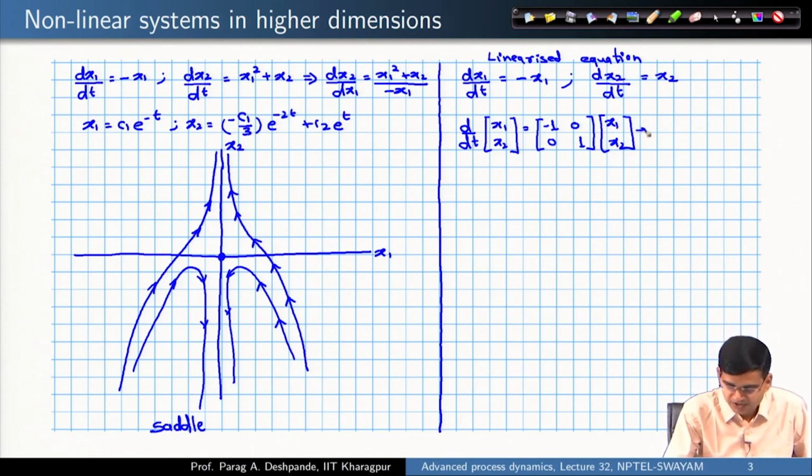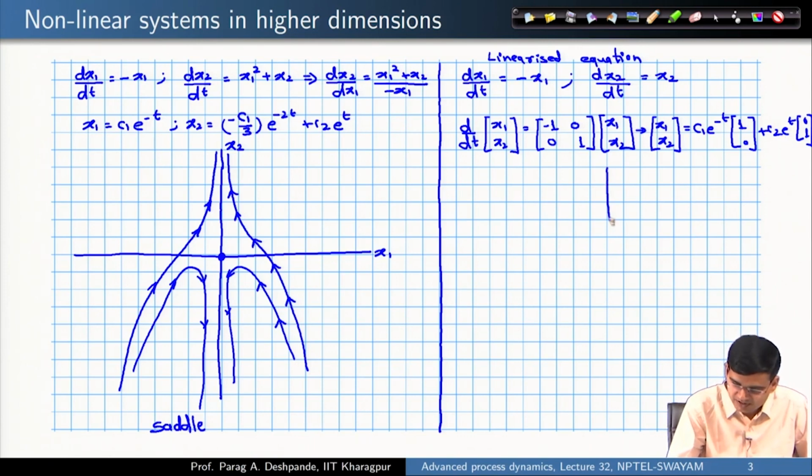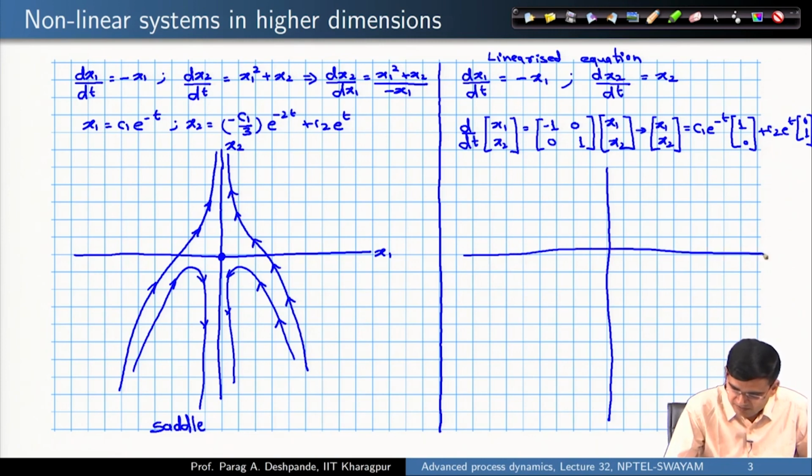I know that the solution is going to be x1, x2 equals C1 e to the power minus t times (1, 0) plus C2 e to the power t times (0, 1). We have seen this over and again. So, for the linearized case, how would the phase portrait look?